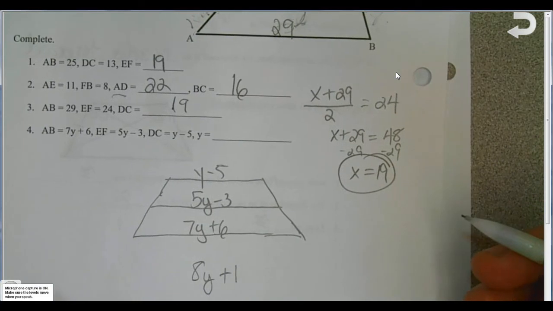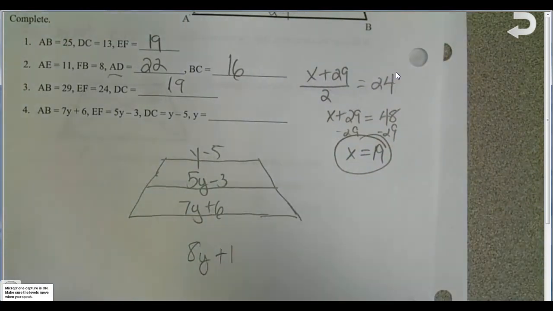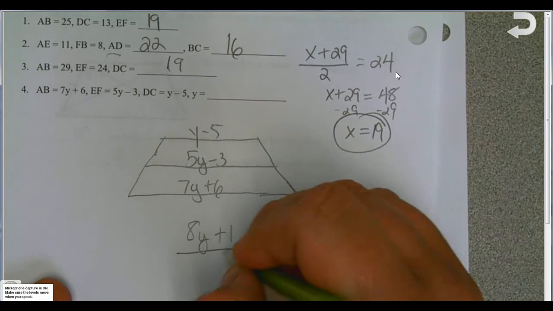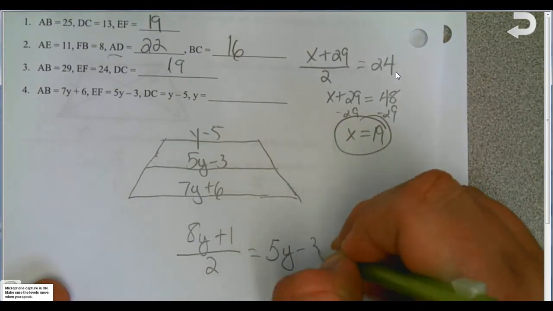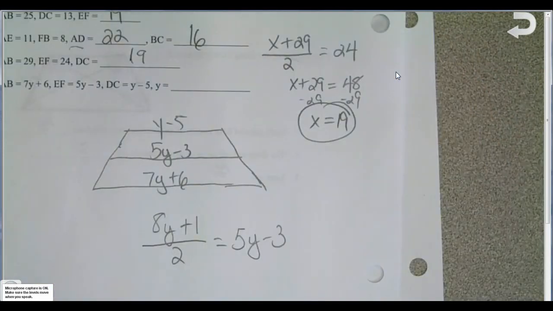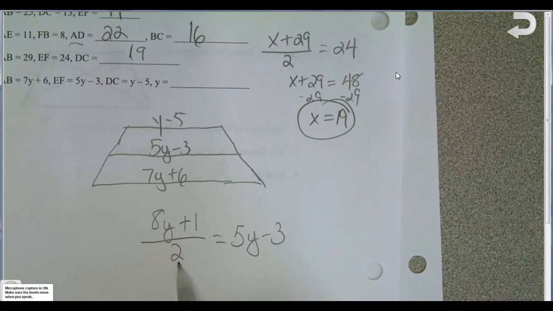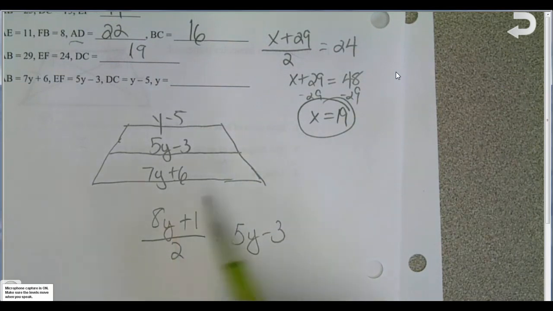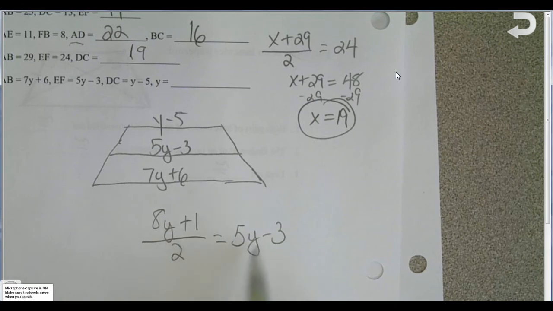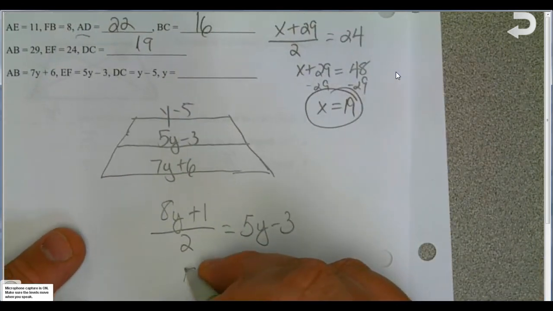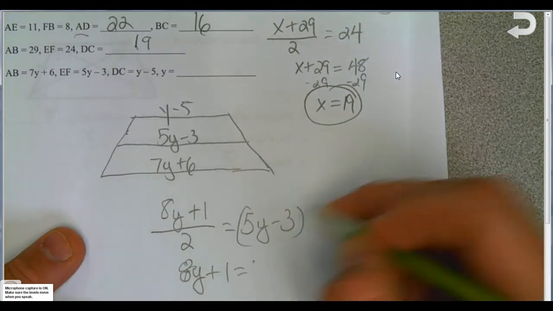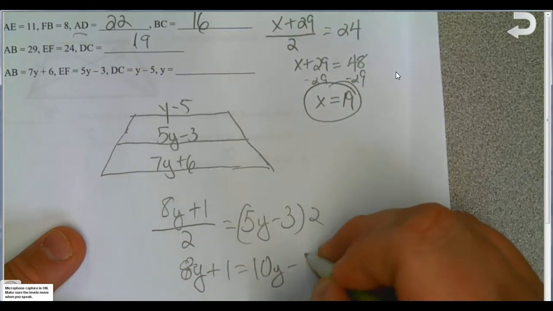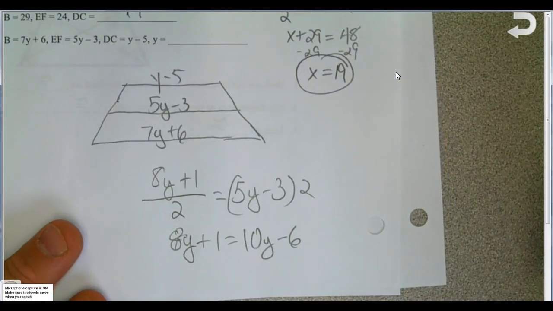But remember, what did we do with the top and the bottom in order to solve it? Well, we divided it by 2. And that's equal to 5y minus 3. What's the easiest decision here to make? Is 8y plus 1 easy to divide by 2? No, because we're going to end up with a fraction and we don't want that. So it's easier to multiply by 2 to get rid of this. So 8y plus 1 is equal to, I'm going to multiply this side by 2, 10y minus 6. Okay?